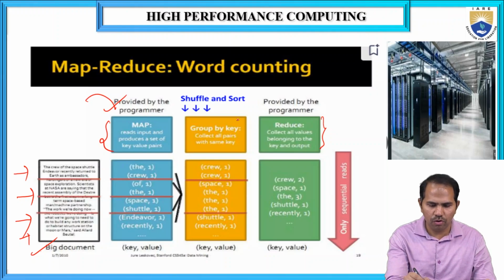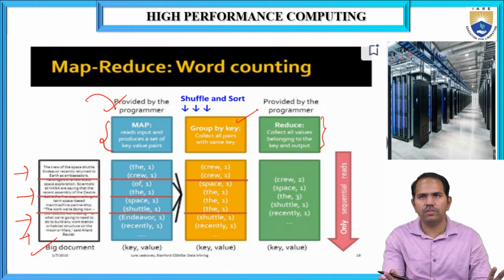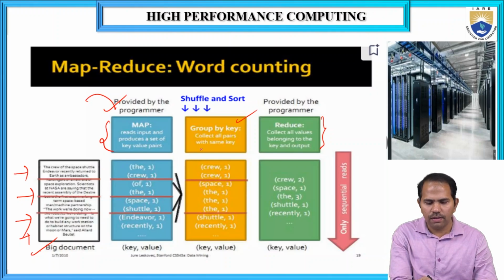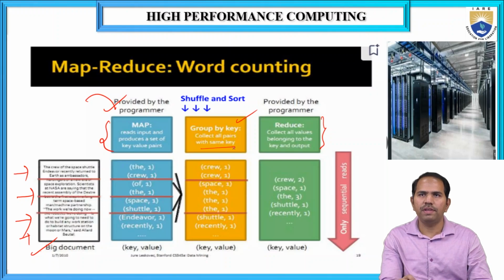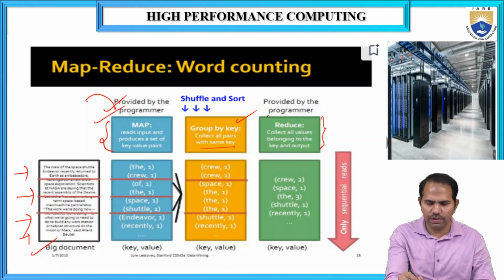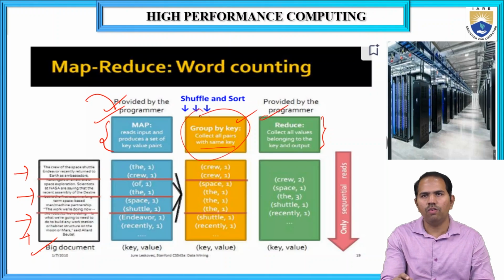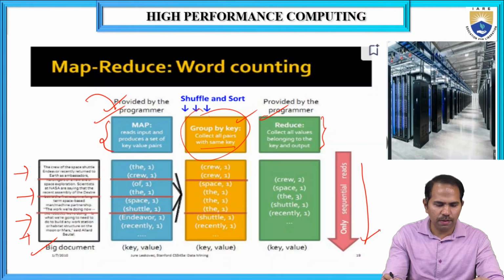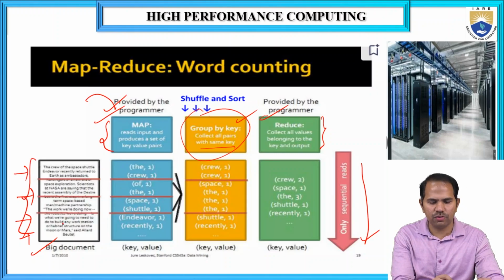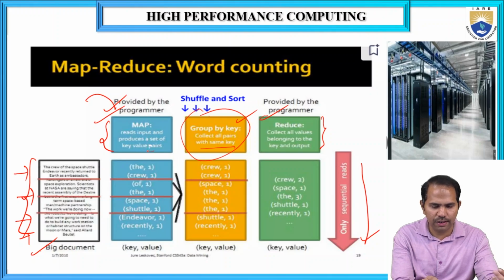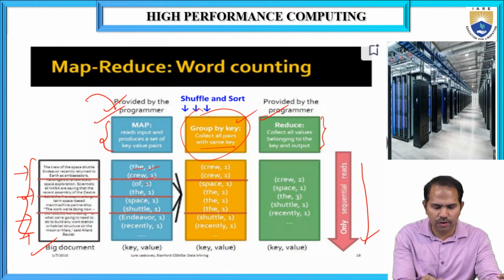What is group by key? Based on the grouping, it is taken with a key: collect all pairs with the same key. So these are the three steps: map, then group by key in between, then reduce. Only sequential reads. The total big document is divided, and first map is applied. It reads the input and produces key-value pairs, where key is like this and value is like this.